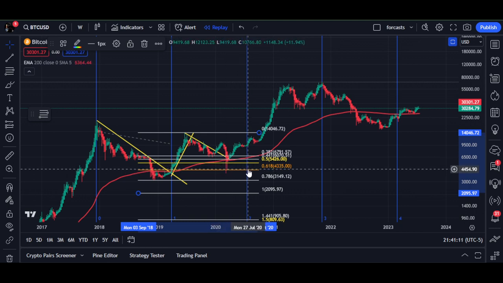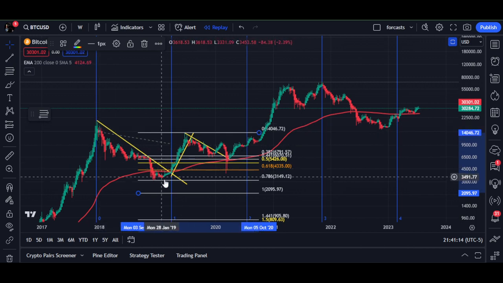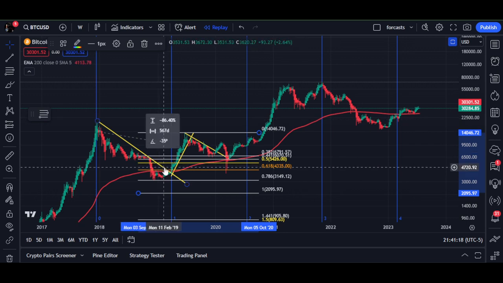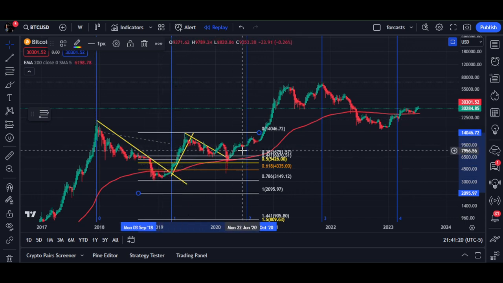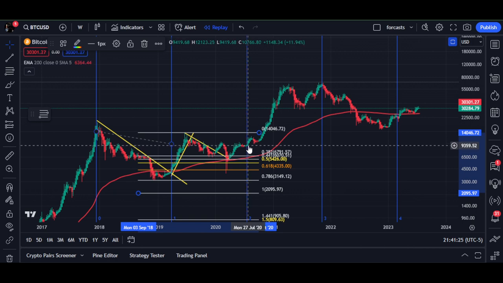When would the sideways market end? Well, we squared this range with our Fibonacci time zone tool. Here's the downtrend, sideways trend. When did the sideways trend end? Well, right there. This is the exact week that this massive uptrend began.